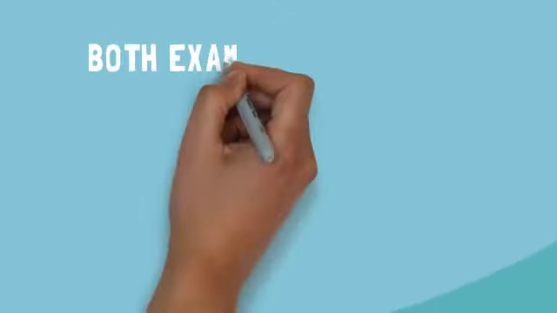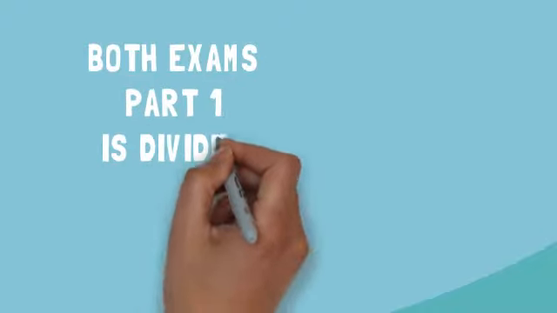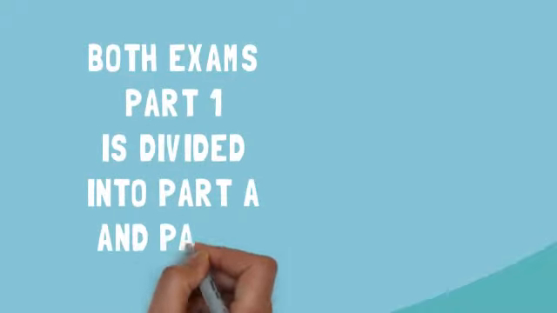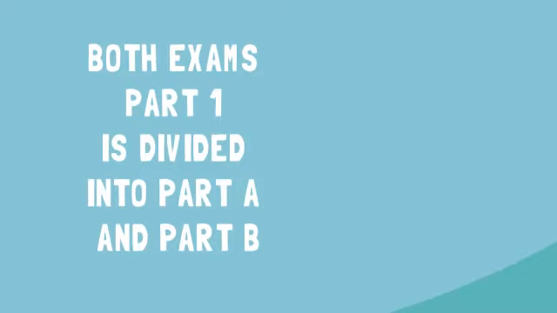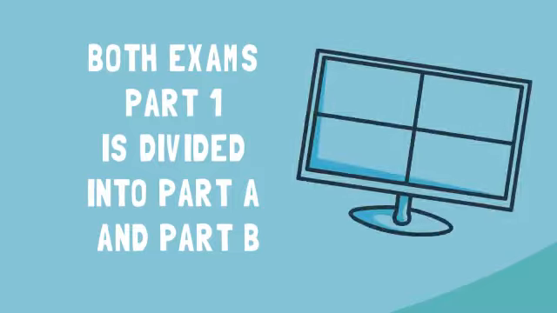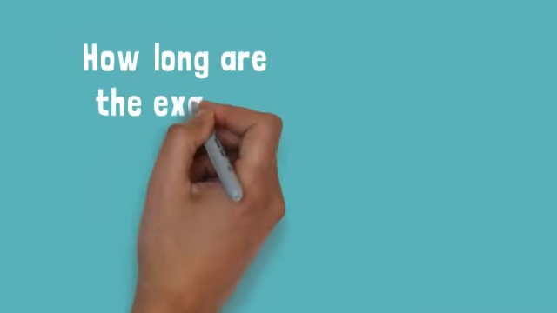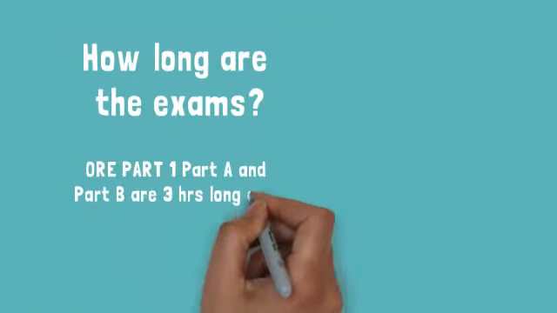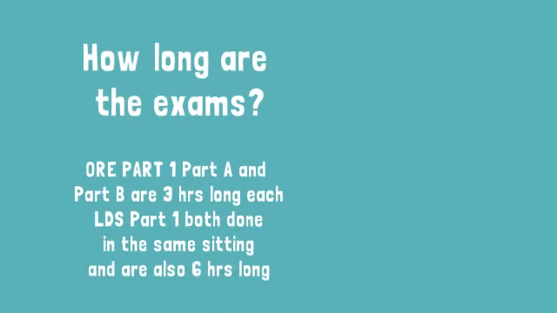What is the format of each part? Well, both part 1s are computer-based exams and are done remotely online. They are also divided in part A and part B for the part 1 examination. How long are the exams? Part A and part B are 3 hours long each for the ORE, whereas for the LDS, part A and B are both done in the same sitting and are 6 hours long.